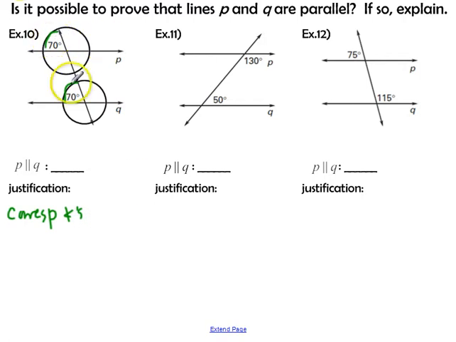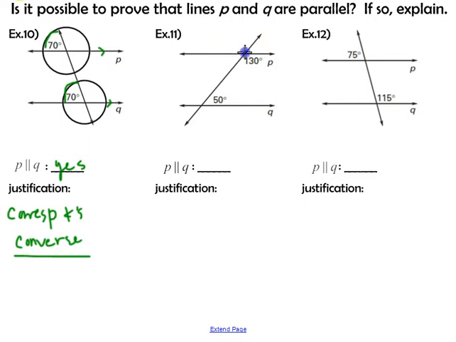Now, are corresponding angles supposed to be congruent? Yes, they are. So since the corresponding angles are congruent, we're using the converse to prove that P and Q are actually parallel. So we can say, yes, they are parallel. So remember, we're always going to be using the converse if we can prove that the lines are parallel. So because the corresponding angles are congruent, that is enough information to say P and Q are parallel. Let's try the second one together.